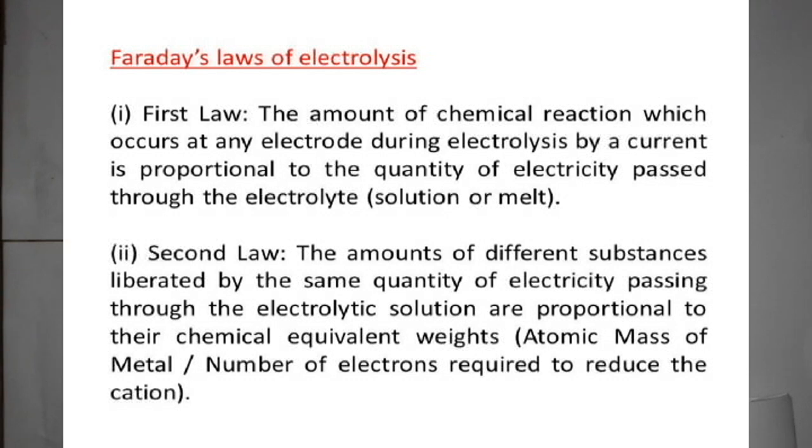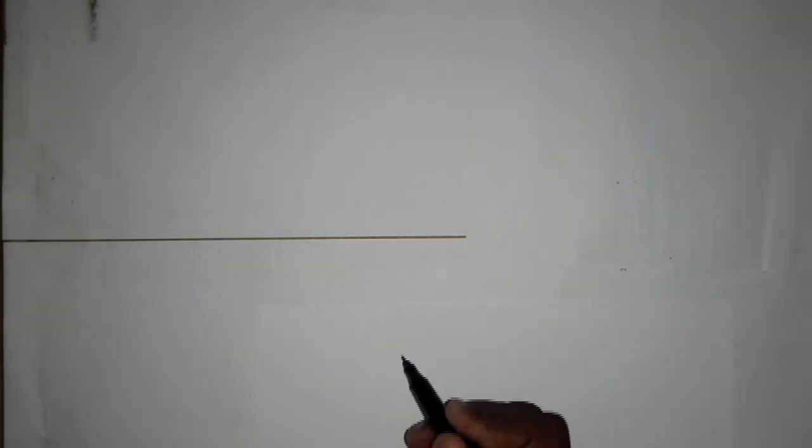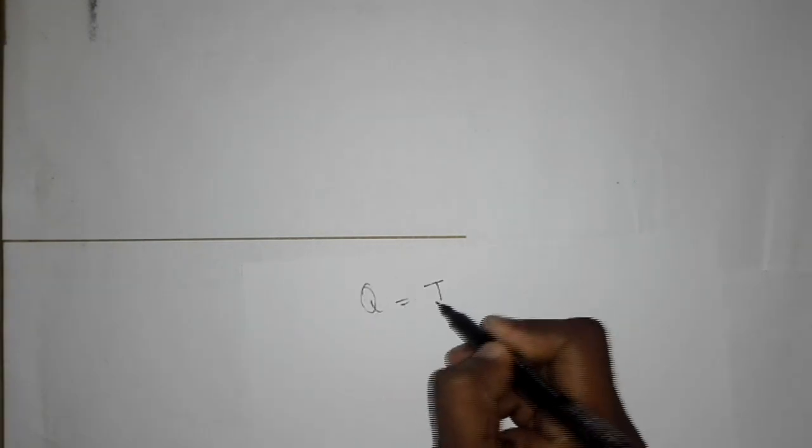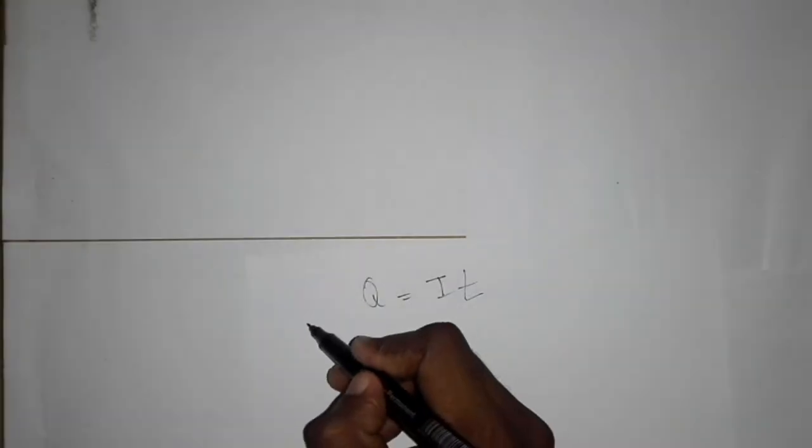But when considering these Faraday laws, it is very difficult to understand what they say, so I am going to explain how we can understand them simply. The first law says the amount of chemical reaction at any electrode during electrolysis by a current is proportional to the quantity of electricity passed through the electrolyte. Simply, it concerns current, time and quantity. Quantity normally means Q equal IT. So the first law is about the equation Q equal IT.